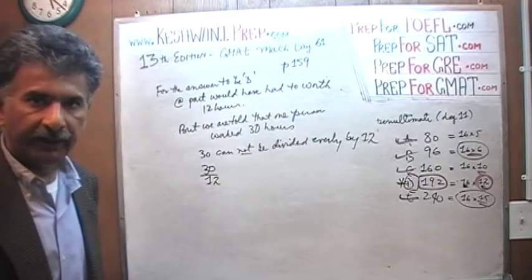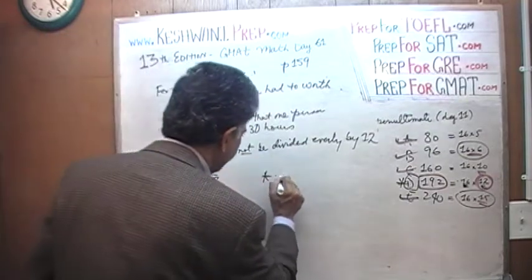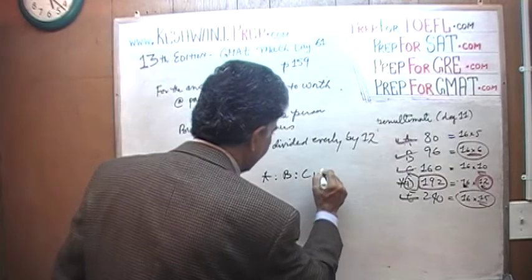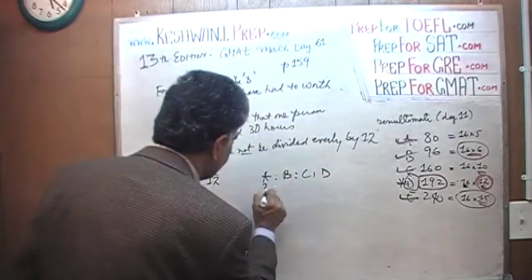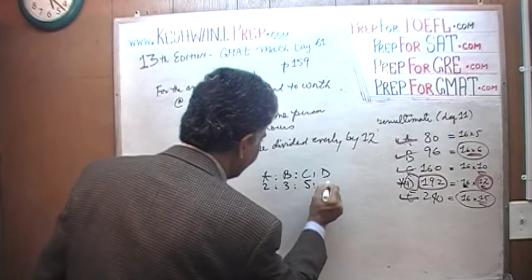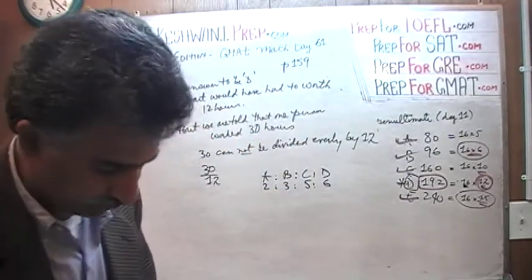But we know for a fact that everybody worked in this ratio: A, B, C, and D. They all worked in the ratio of 2, 3, 5, and 6. Watch what happens.